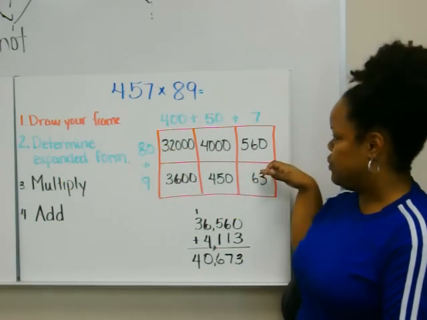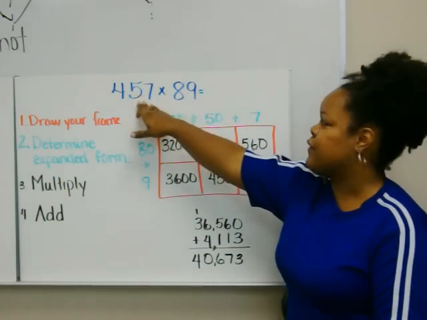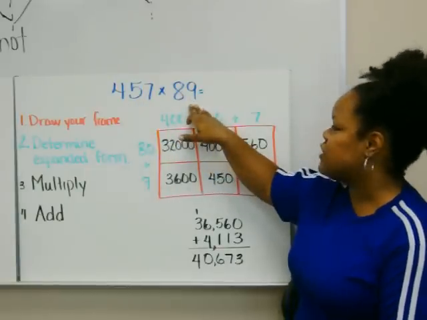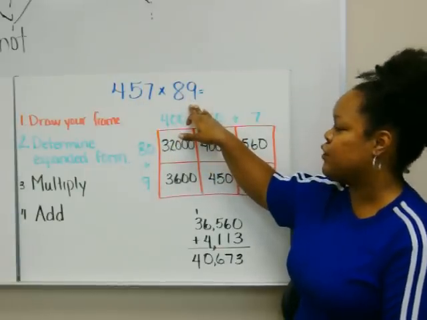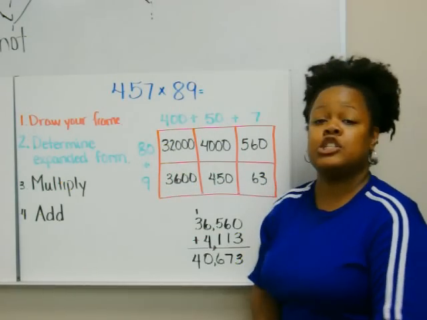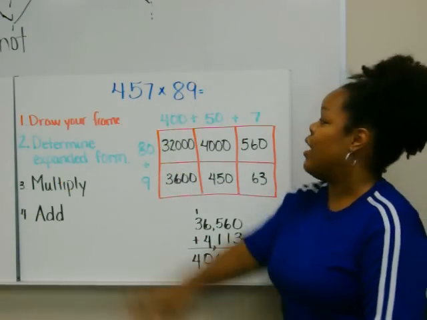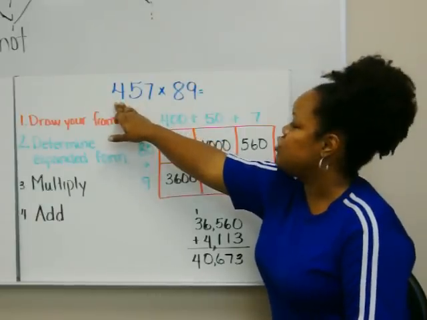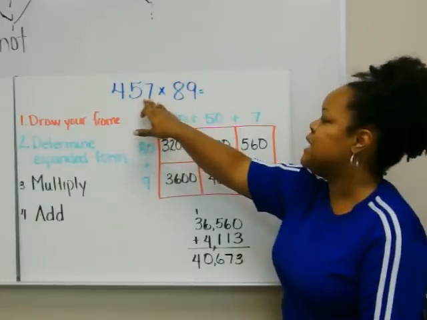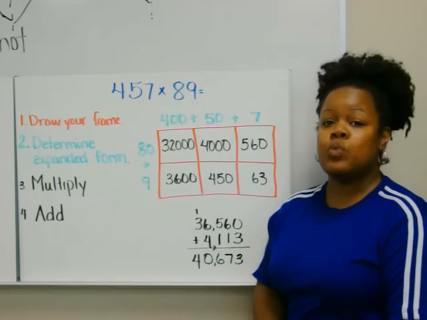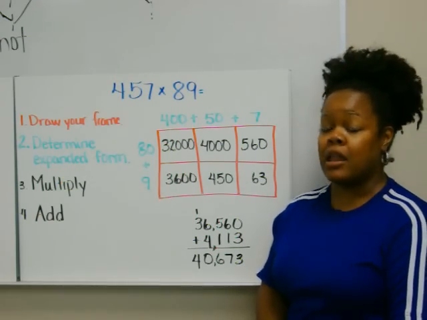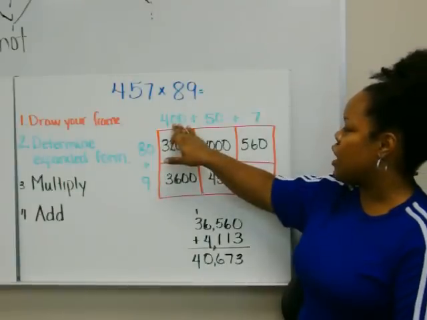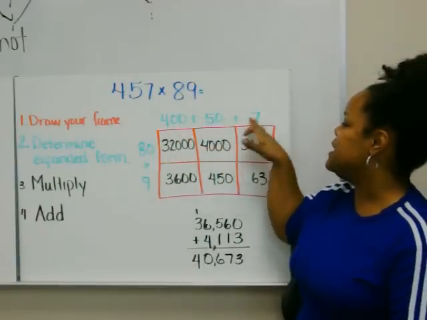1, 2. So again, the first factor determines how many columns are in your frame. The second factor determines how many rows are in your frame. Step 2, determine your expanded form. Now, the expanded form of 457 is 400 plus 50 plus 7. Each one of those numbers will go over a column because your first factor goes across the top of your frame. 400 plus 50 plus 7.